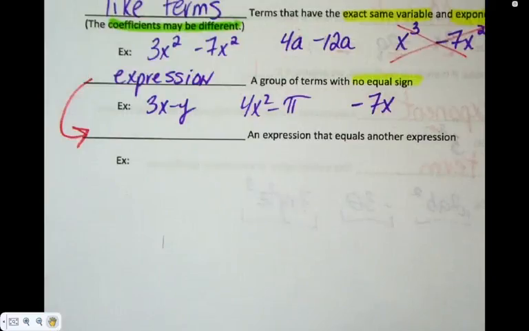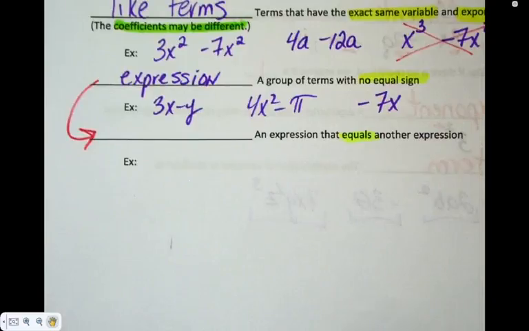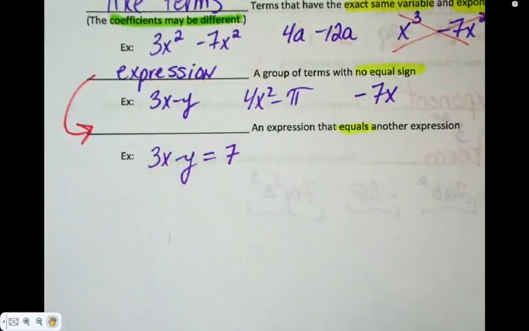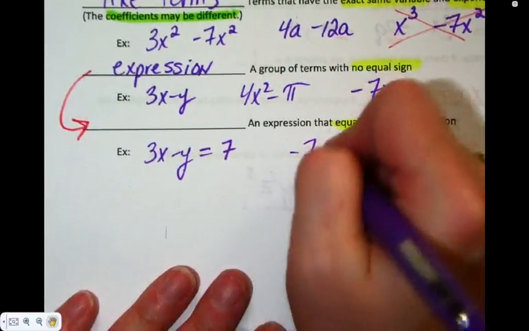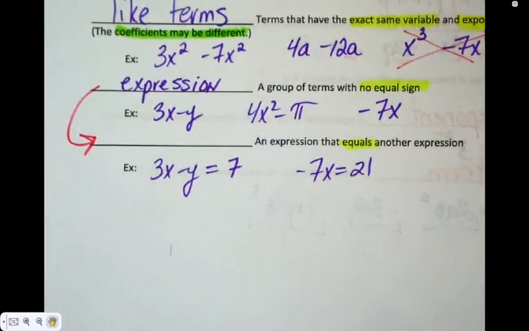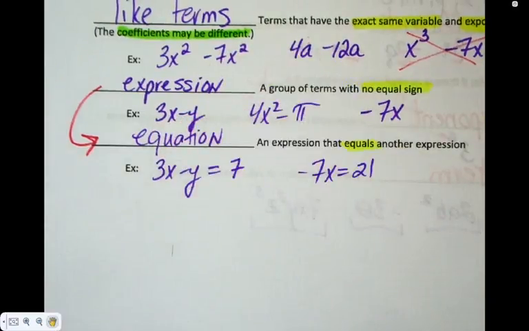And the reason we need that word is to be able to compare it to the next word that's going to come. An expression that equals another expression. So 3x minus y equals 7. Negative 7 equals 21. Without an equal sign, it's called an expression. With an equal sign, I know you've seen these before. We solve them. Equation. So the last two words go together because you need to know if something is an expression or if it's an equation.